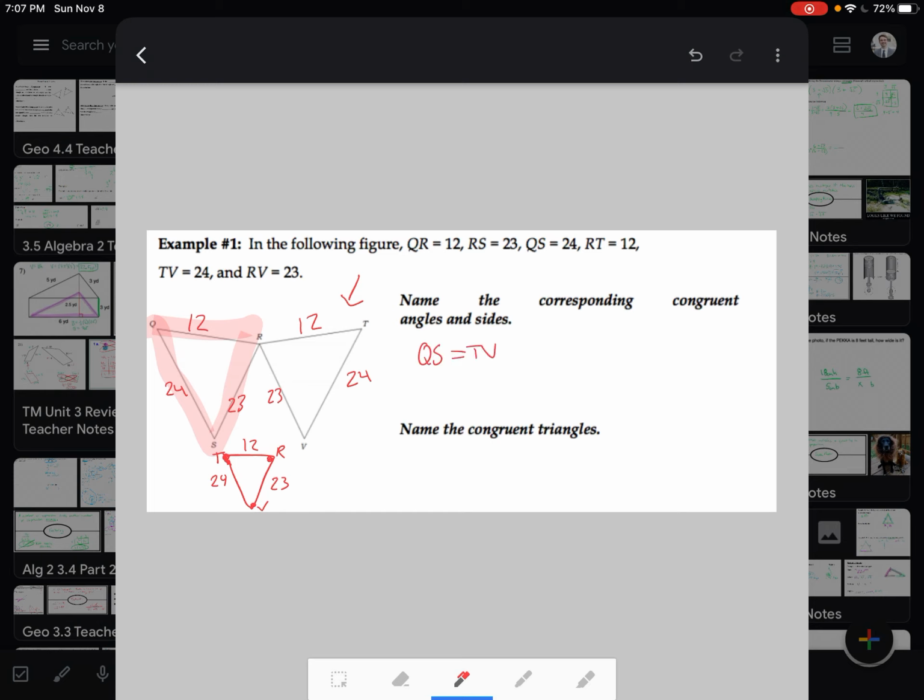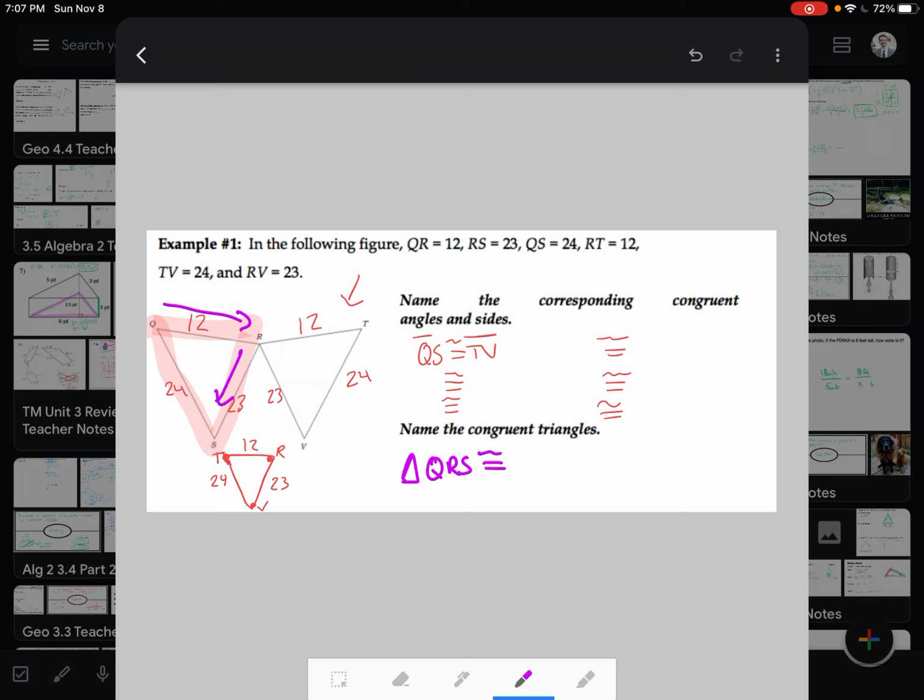So the corresponding sides are the ones that equal the same thing. So both of them that equal 24, we have QS equals TV. And again, we can notice those are both on that left side. Okay, so that's a start. So do the same thing for the other sides. We should have a few more congruent statements, and then do the same thing for the other angles. We should have 1, 2, 3 congruent angles.